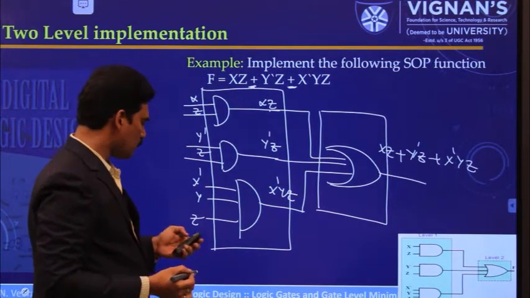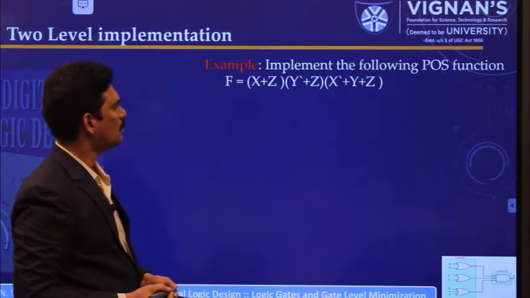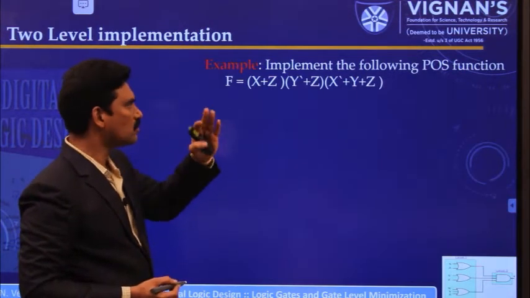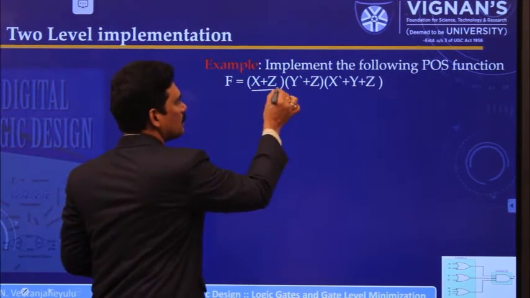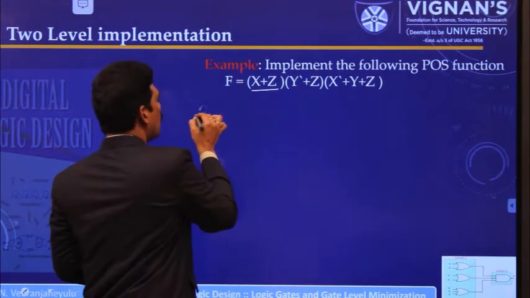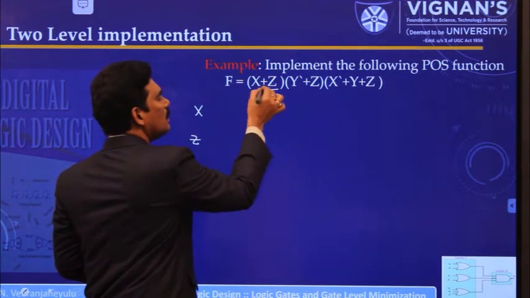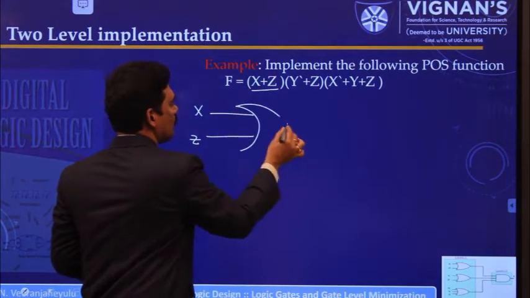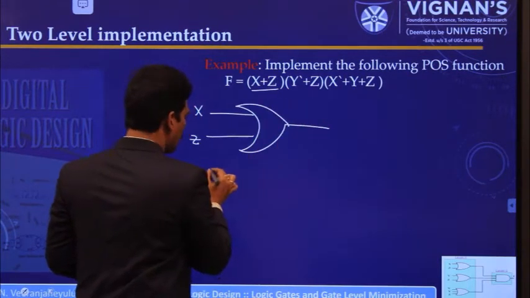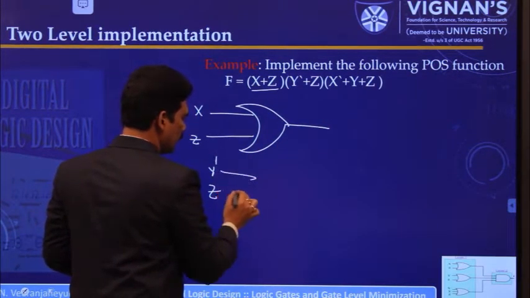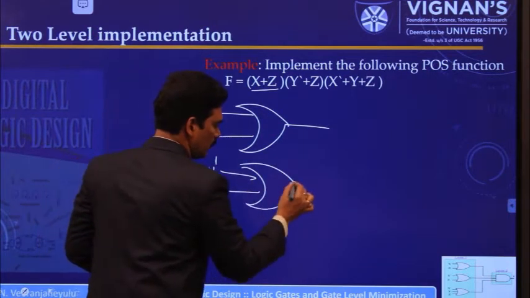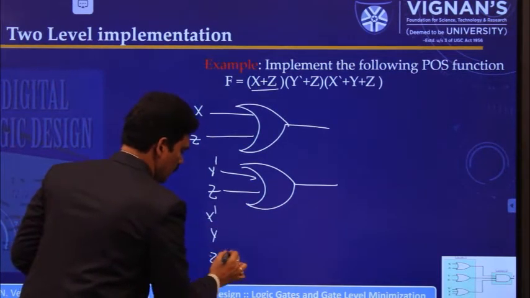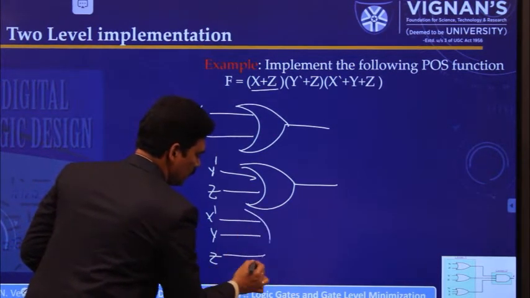Now the next one is to implement the following POS function. POS function means product of sums. See here, first x plus z. Here we have x and z, and the logic gate is an OR gate. This is one OR gate. And y bar plus z, this is another OR gate. And here x bar plus y plus z, this is another OR gate.